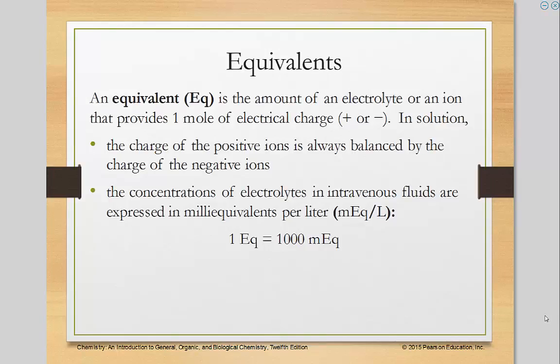Equivalence is something that they actually still use in nursing practices, so I want to make sure that we take a second to look at those. An equivalent is the amount of an electrolyte or an ion that provides 1 mole of an electrical charge, either positive or negative. The charge of the positive ions is always balanced by the negative, so the positive and the negative always have to be the same. The concentrations of electrolytes in intravenous fluids are expressed in milliequivalents per liter.